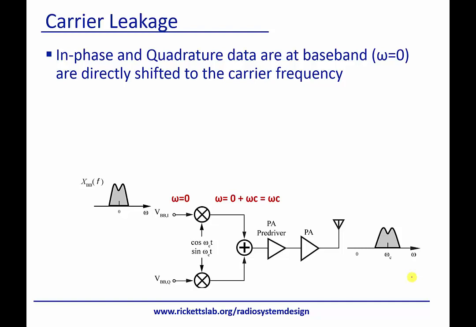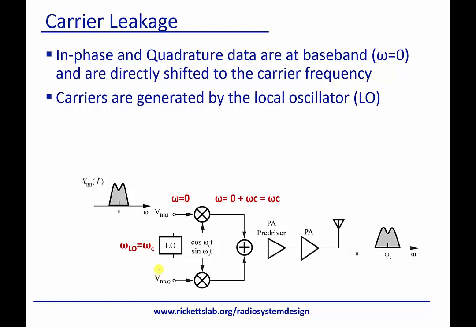So some of the non-idealities of the direct conversion architecture have to do with carrier leakage. We note here that the in-phase and quadrature data at the baseband are directly shifted to the carrier frequency. So as you know, this signal gets up converted right to there.